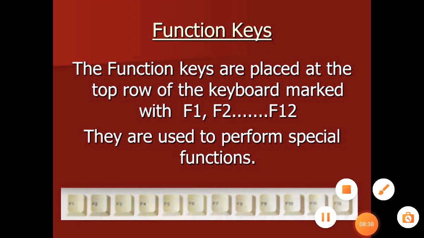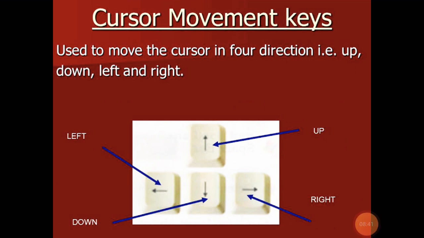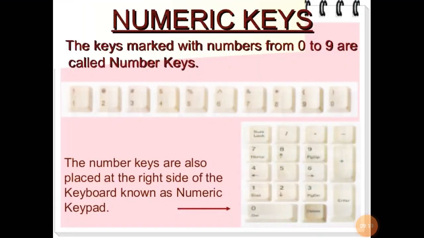After that, children, we find some cursor movement keys. The cursor control keys enable us to move the cursor to the left, right, up or down the screen. These keys are marked with arrows: left arrow, right arrow, up arrow and down arrow. These are the arrow keys respectively, meaning left, right, up and down.